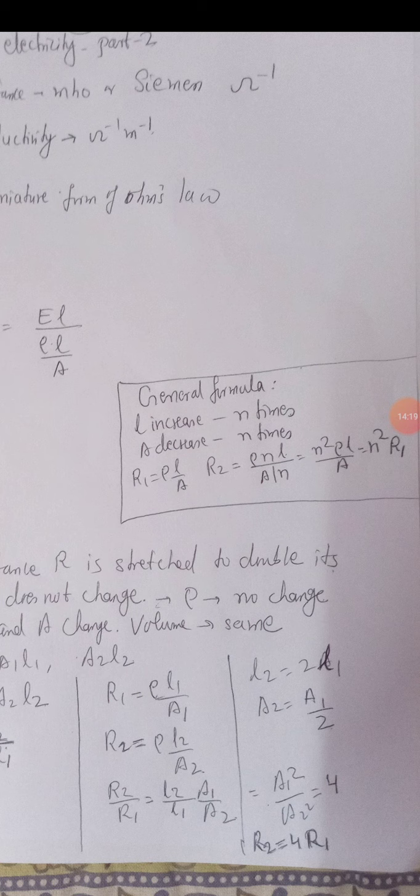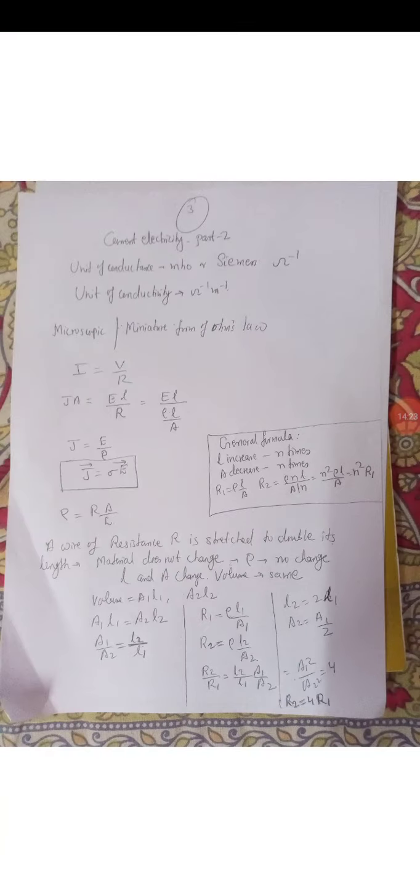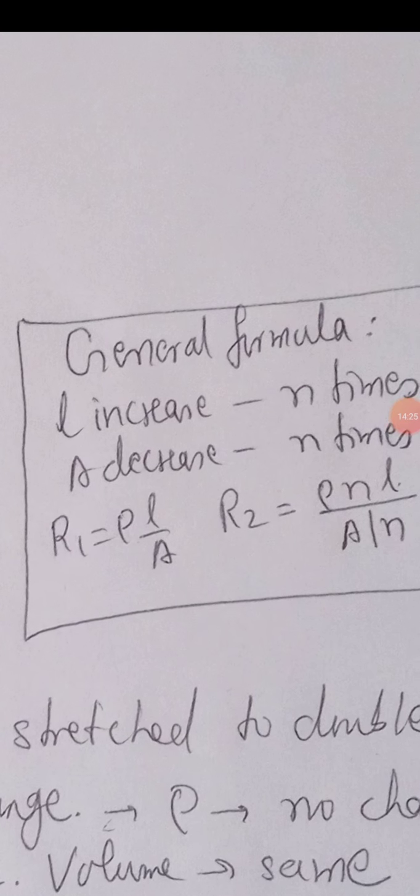Let's generalize the formula, student, which will help to save time in the competitive exam. See student, the length increases n times, it is given. So this means A will decrease n times, student. A will decrease n times. Remember student. Now see, I have applied the formula again.